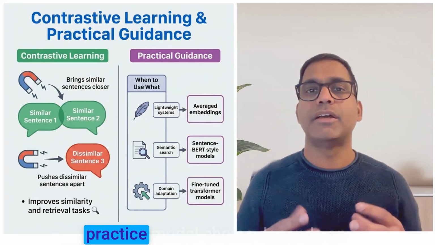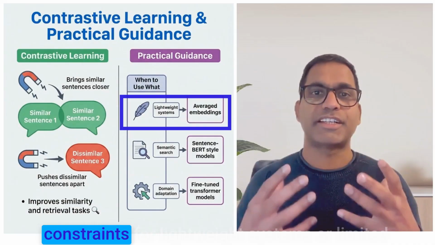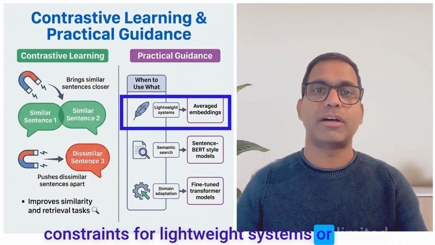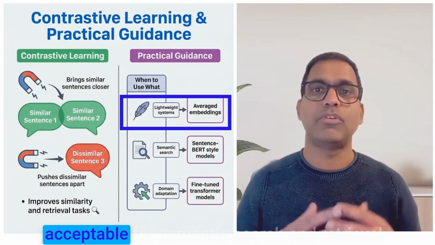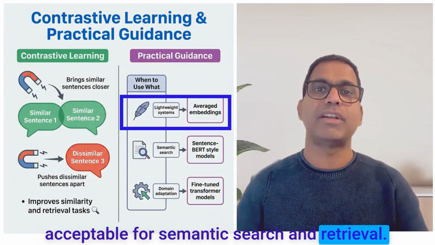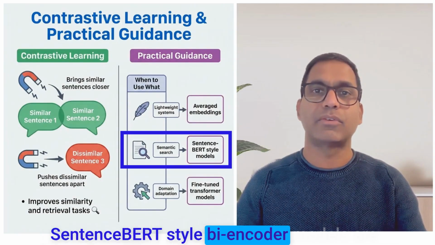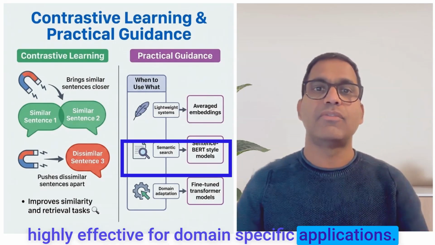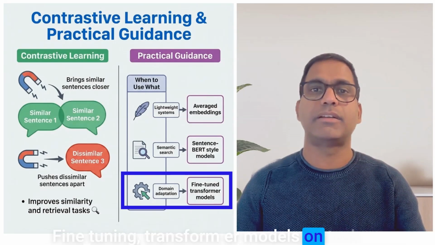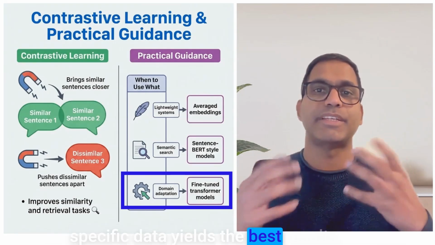In practice, model choice depends on constraints. For lightweight systems or limited hardware, averaged embeddings may still be acceptable. For semantic search and retrieval, Sentence BERT style bi-encoder models are highly effective. For domain specific applications, fine tuning transformer models on task specific data yields the best results.